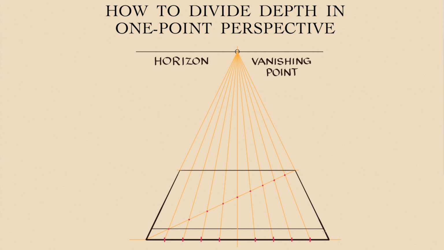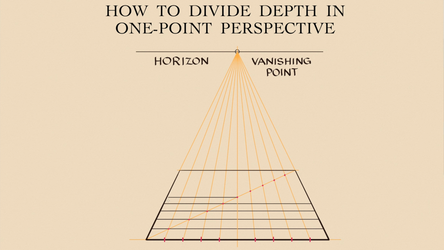Through every cross point I draw a horizontal line, dividing this square into 10 stripes. You can notice that each division is slightly narrower than the previous one. The number of steps depends on the number of units marked on the frontal edge of this square. This is how to divide depth in a one-point perspective.